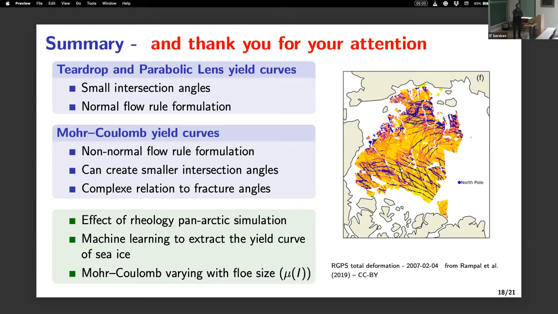Not a clue. I'm really puzzled by this, actually, because when we use an elliptical yield curve with a non-normal flow rule, we get the Roscoe angle. I was expecting to get the same with our Mohr-Coulomb, but we don't. And from the results that I have running now, it seems that with the Mohr-Coulomb yield curve, we get neither the Roscoe angle nor the Coulomb angle. And I don't really understand why, but that seems to be the case.